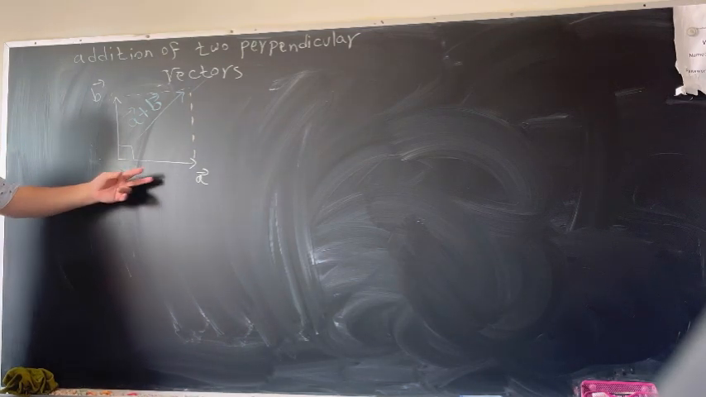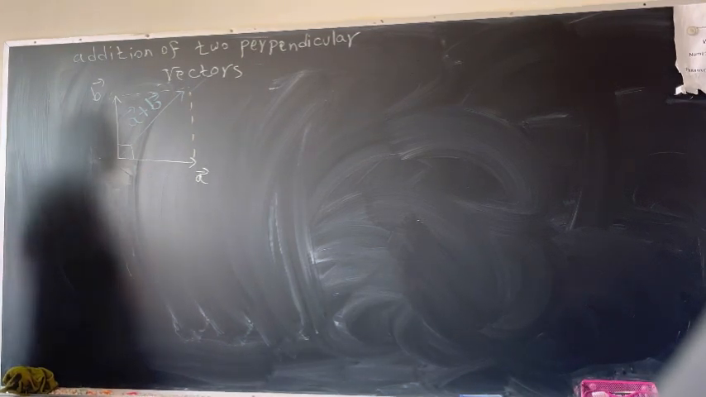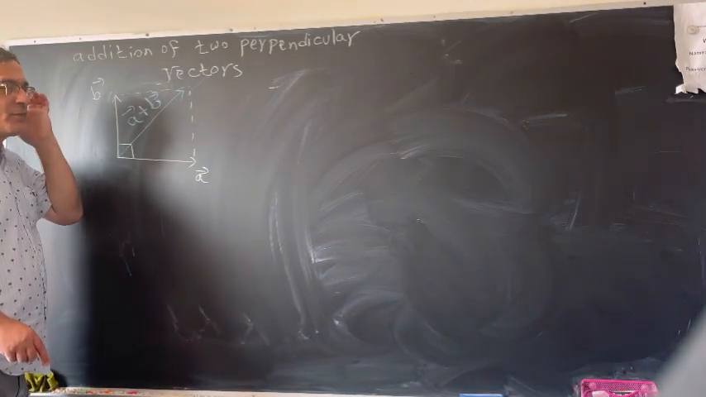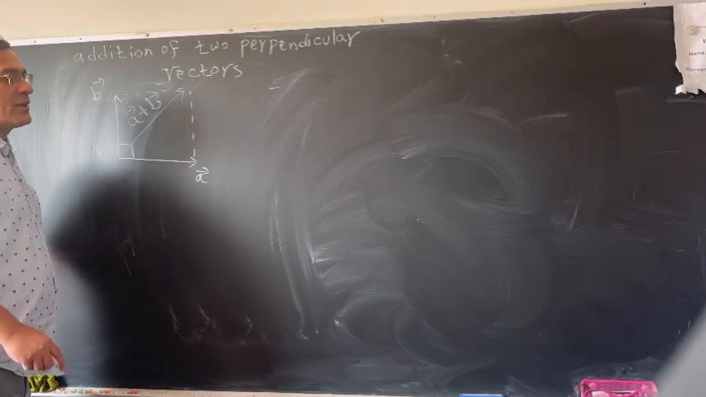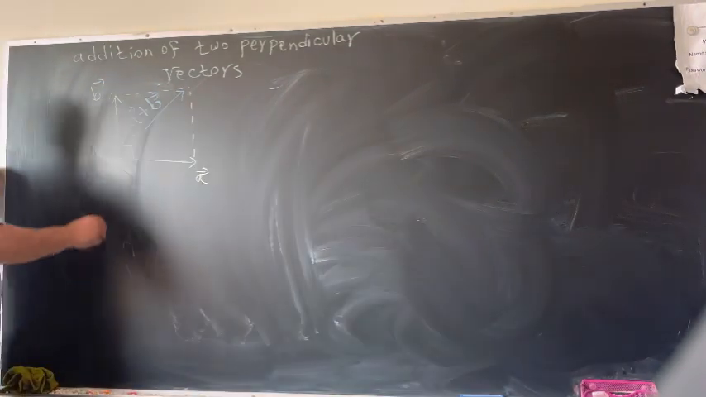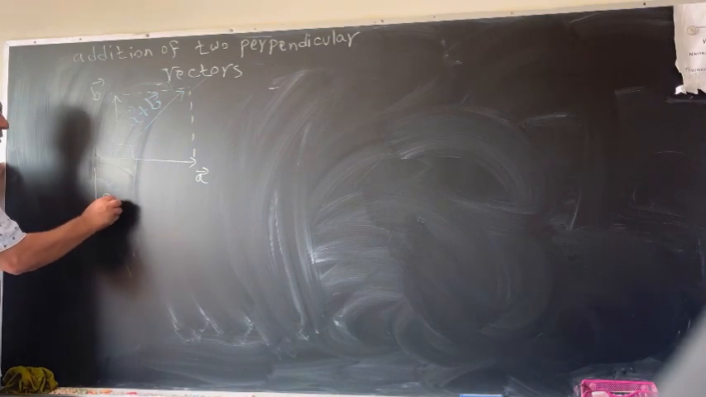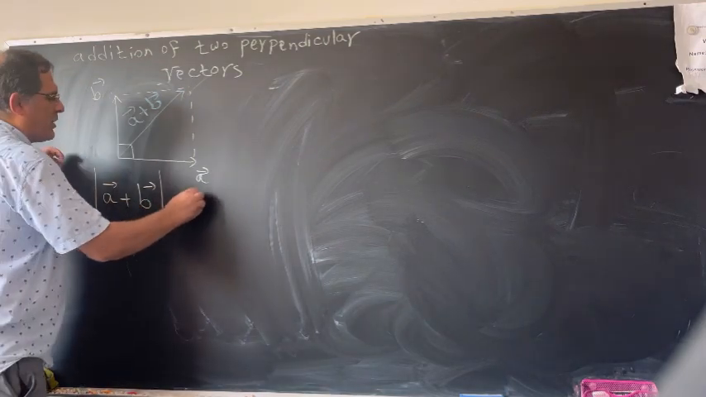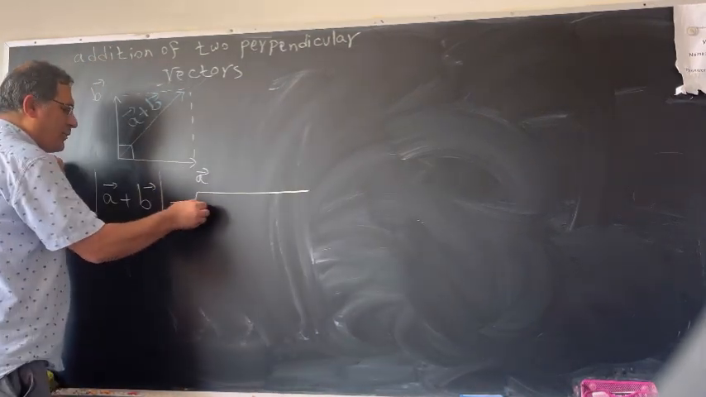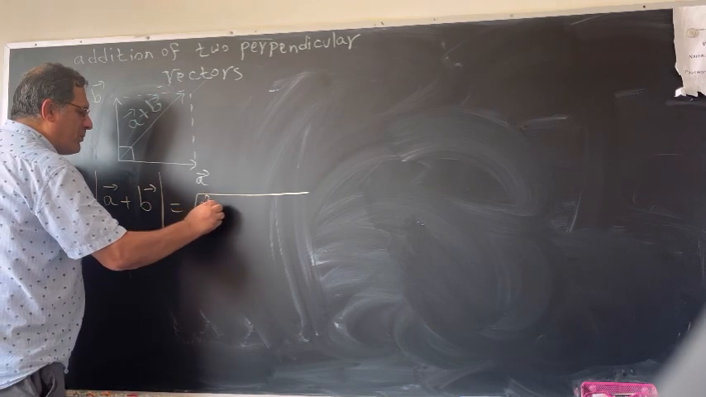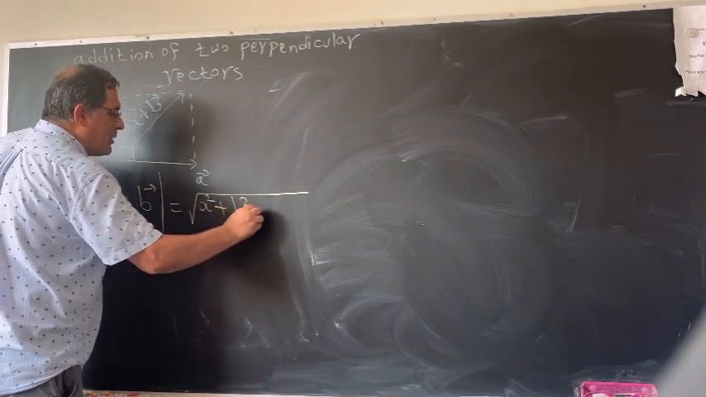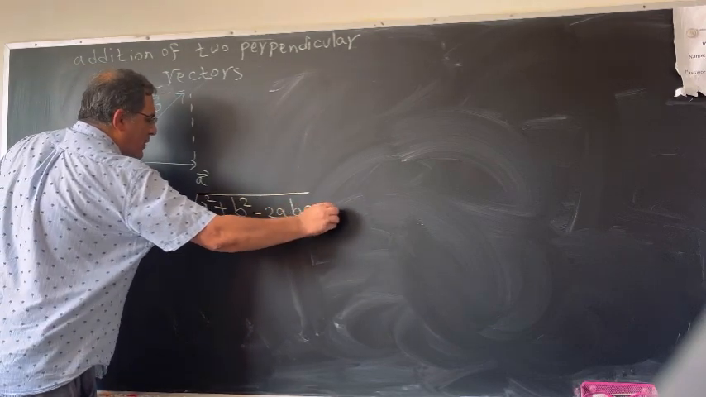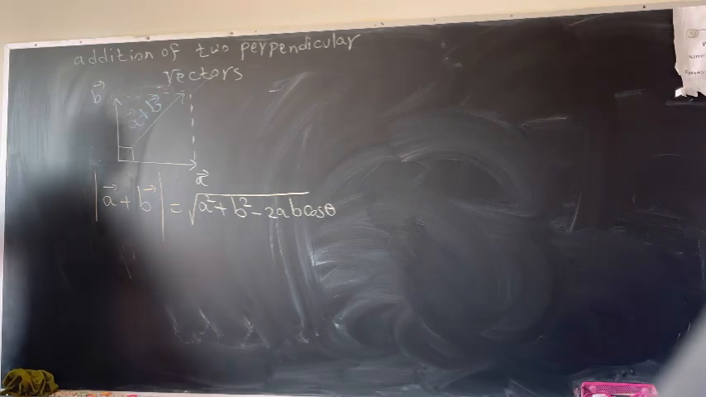Rectangle. If A and B are equal, yes, the shape should be a square. But generally, because we don't know if A and B are the same size, your shape is a rectangle. So, what is the magnitude of the addition of two vectors? A plus B. The magnitude is the radical of first vector squared plus second vector squared minus 2 times A times B cosine theta. Theta is the angle between two vectors.